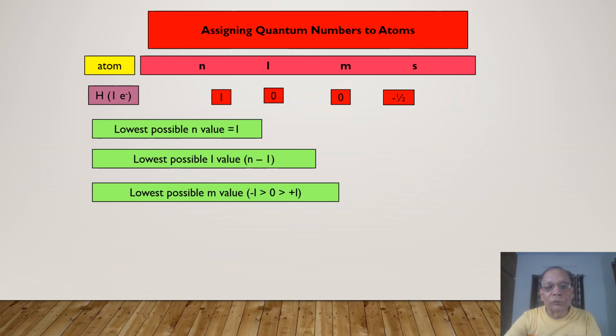That one electron will have minus half spin, so they have taken it as clockwise spin, so minus half. And therefore, for one electron, we have the N, L, M, and S values as 1, 0, 0, and minus half. In some books, plus half is taken first.